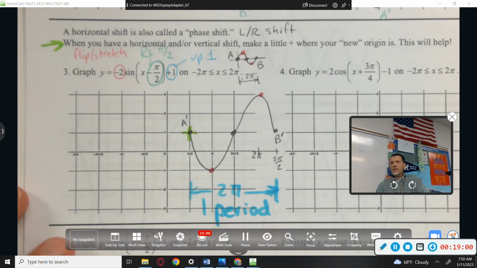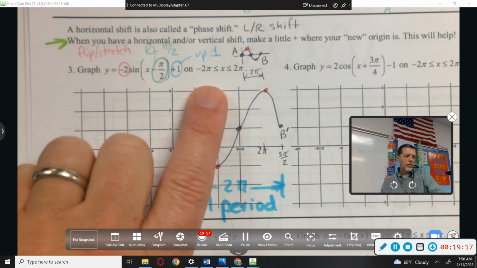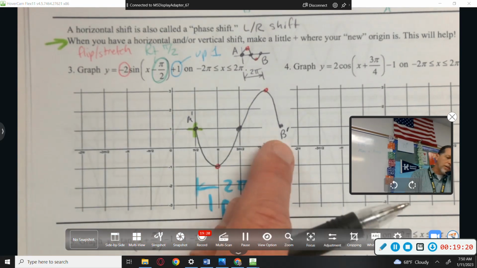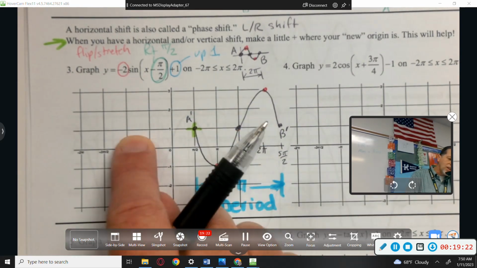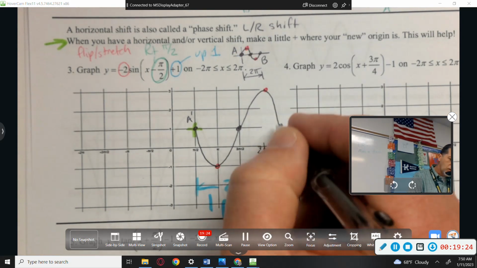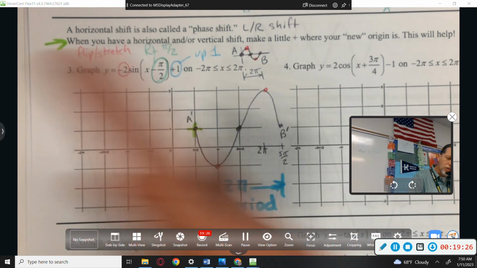We okay with that? So I've got a sine graph. It's been flipped and stretched and moved right 2 and up 1. So almost everything you could do to that graph to mess it up, we did it. Although my instructions say graph it from -2 pi to 2 pi. So now I need to take this picture and extend it backwards. So probably the easiest thing to do is to just follow the pattern.